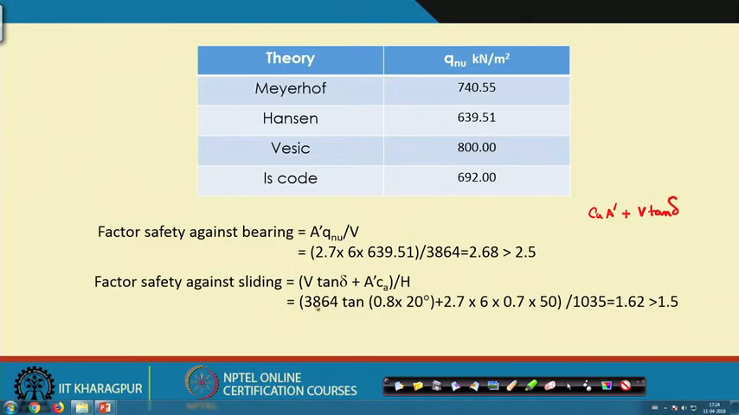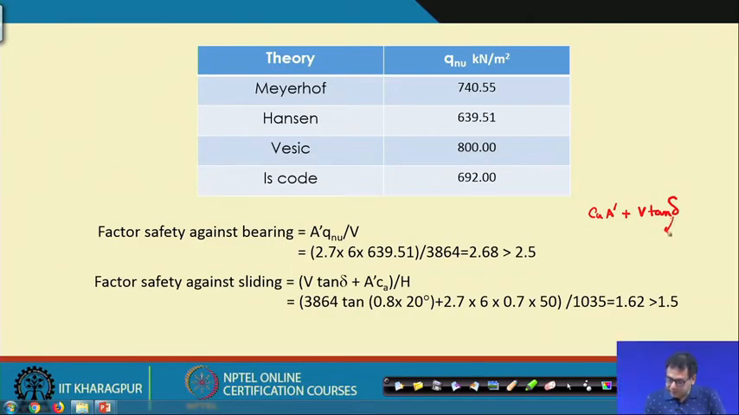Okay. So, that is why the delta value is taken as 0.8 times phi in this case, but in the problem it will be mentioned. So, here it is taken 0.8 phi, and alpha is taken as usual 0.7. Now if I put this value, 0.7 into 50 divided by the horizontal component, because this horizontal component is only giving the sliding, it is 1.62, and the sliding factor of safety is 1.5.